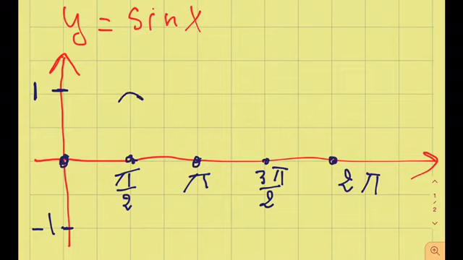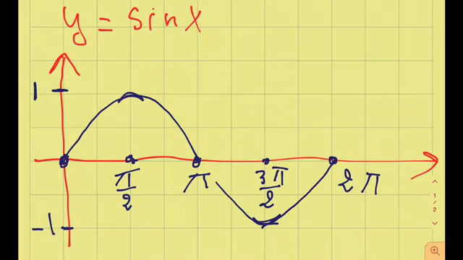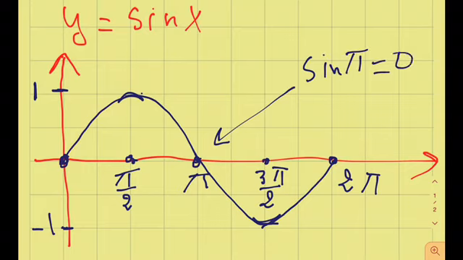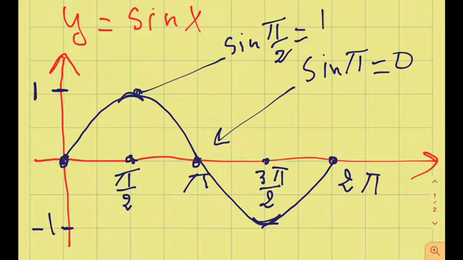Start from (0, 0), up to 1 when x equals pi over 2, then down to 0 at pi, and then you carry the curve until 2 pi. Make sure you remember the main values for your sine. For example, at pi, the sine is 0, sine pi is 0. That's why we have the intersection with the x-axis. At pi over 2, the sine is 1. That's why we have this maximum at 1 for the sine.